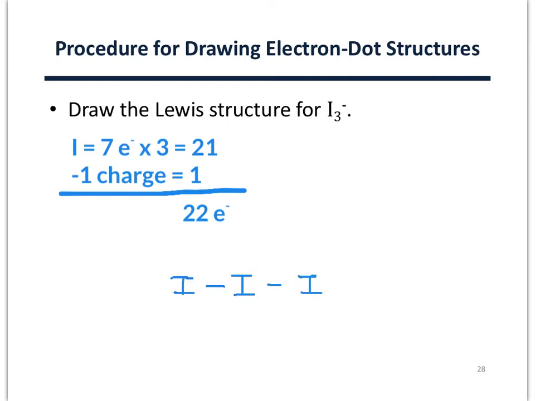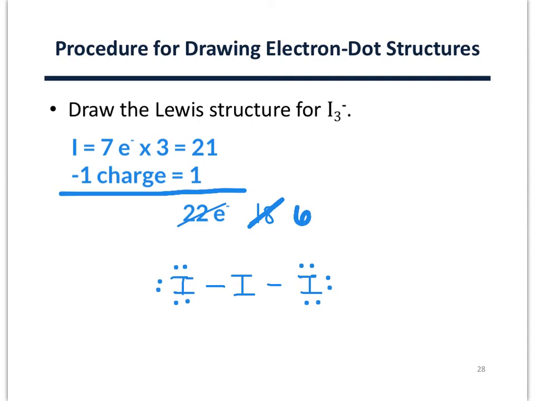I also went ahead and connected each of the additional iodine atoms to the central atom with single bonds, and this process used up 4 electrons. This leaves me 18 electrons to deal with in the rest of the structure. I'll begin completing the octets on the outer iodine atoms. 2, 4, 6, 8, 10, 12. Now both of the outer atoms have complete octets, and I have 6 electrons left to deal with.